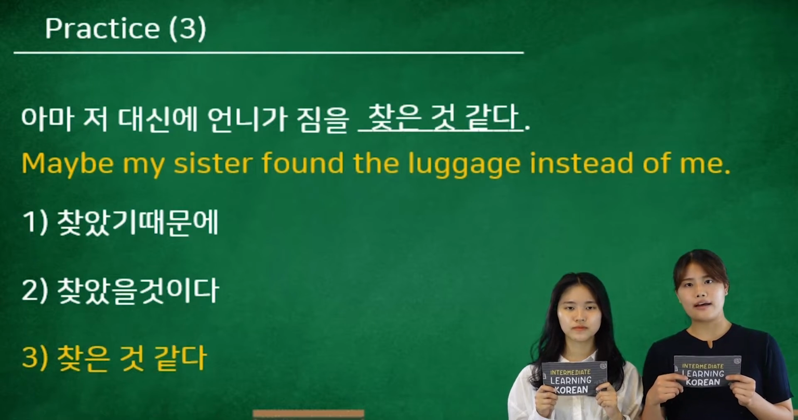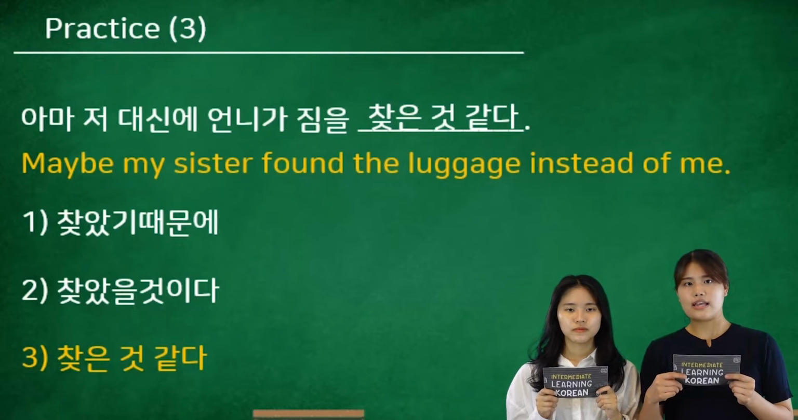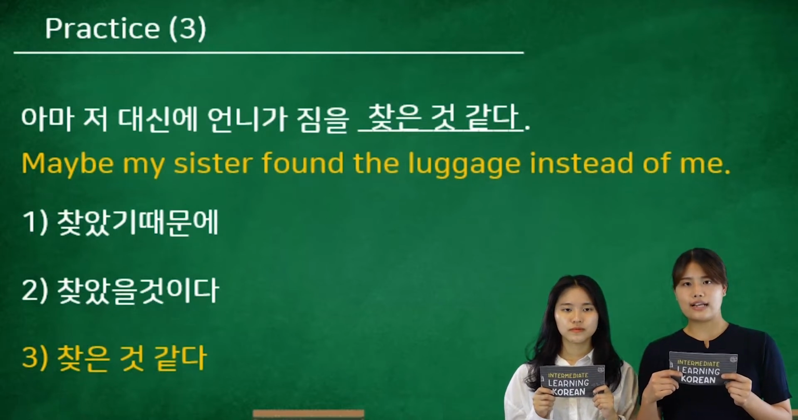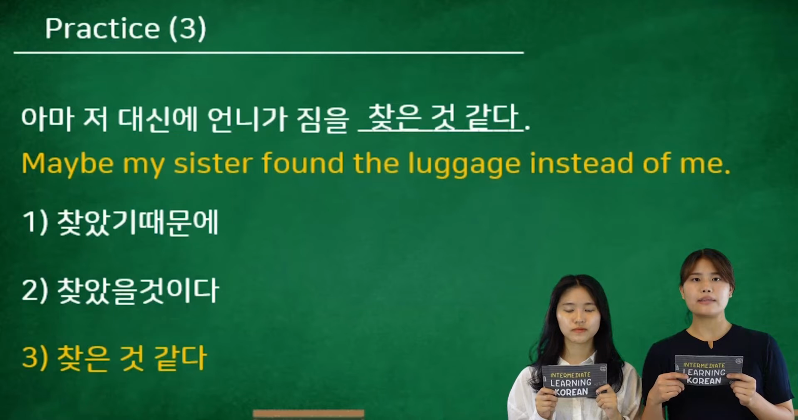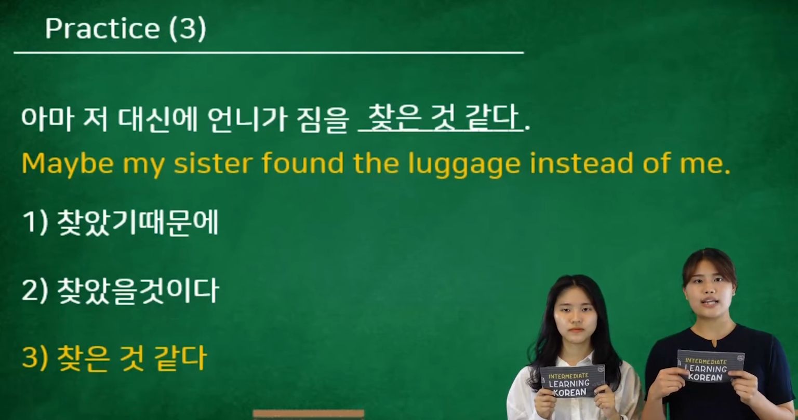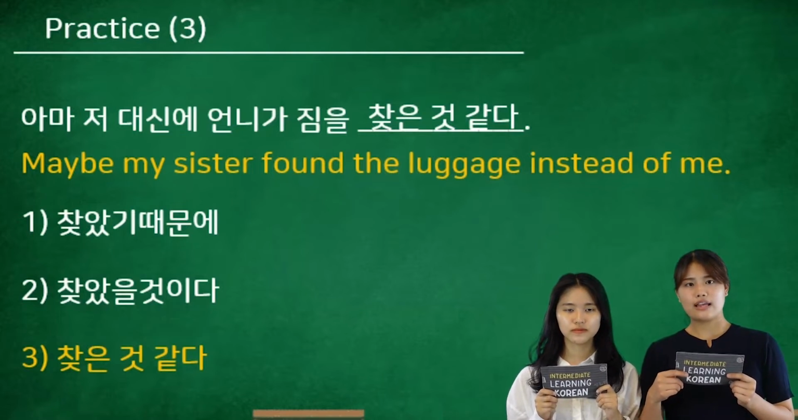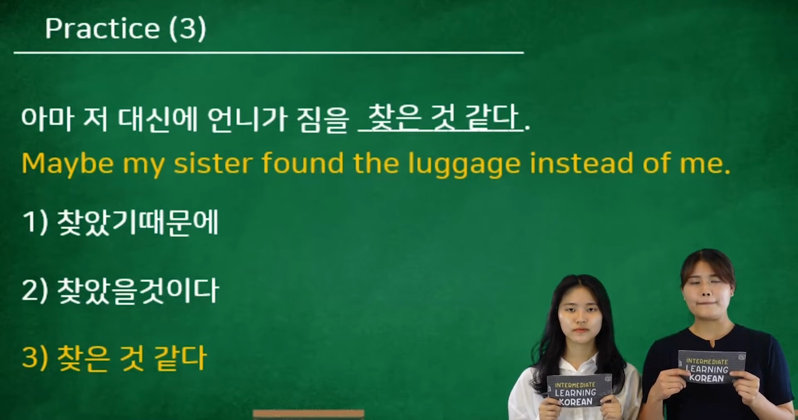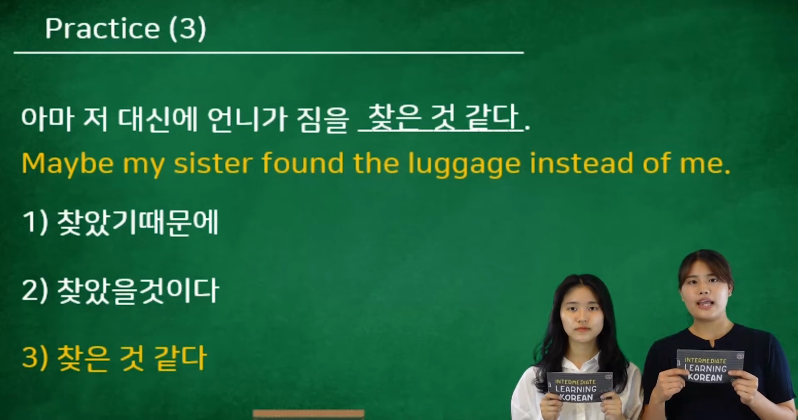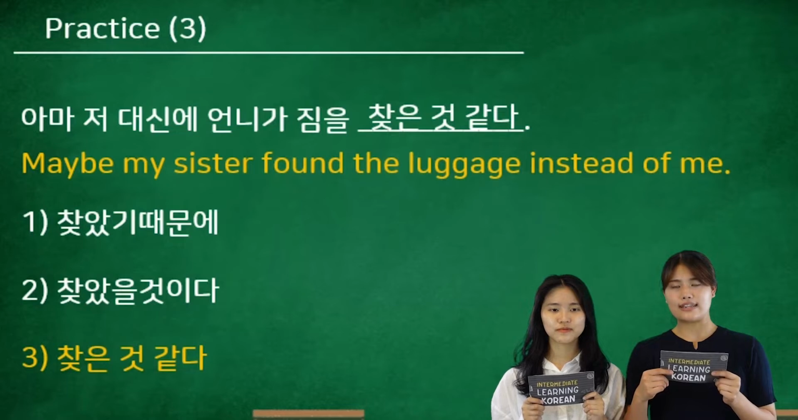If you remove 다 from the verb 찾다, there is a final consonant. So we can use 은 것 같다. Then it becomes 아마 저 대신에 언니가 짐을 찾은 것 같다. Let's say it together. 아마 저 대신에 언니가 짐을 찾은 것 같다. One more time.